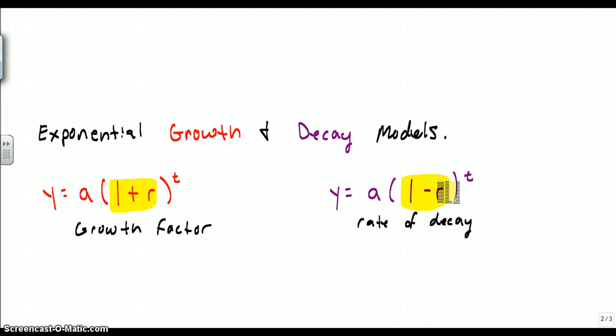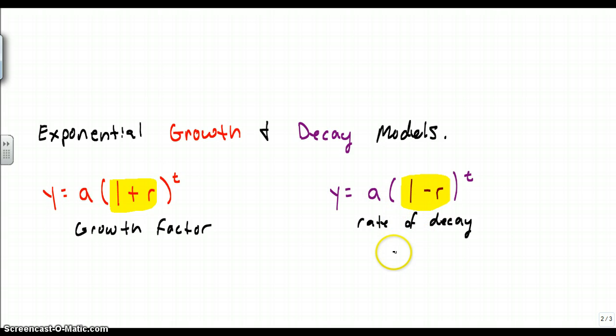So the only difference, again, between growth and decay in these two models is that one is 1 plus r, the other is 1 minus r. So in one, you're adding a percent and then multiplying it, or squaring it, or cubing it, or whatever. And in this one, you're subtracting. So that's the difference between growth and decay models.